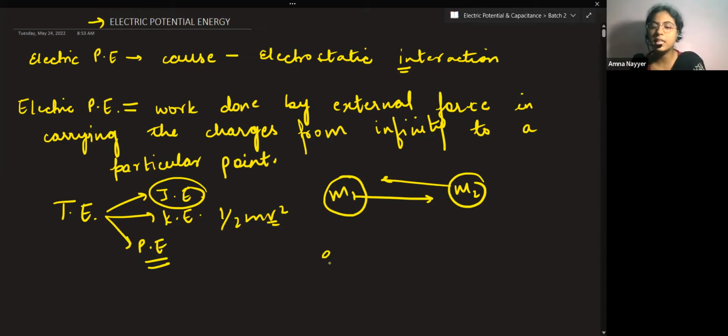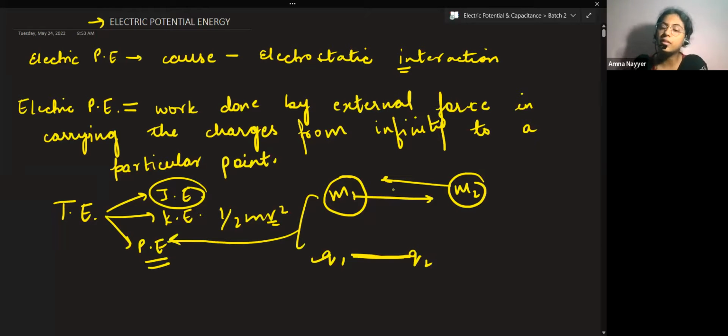Similarly, if I have a single charge Q1, it is not interacting with any other charge. If I bring another charge Q2, now they can exert force on each other, they can interact with each other. It means they can generate energy. That energy that comes due to this interaction, this exertion of force, is known as electric potential energy. So the way we get gravitational potential energy, we get electrostatic potential energy. The basic cause behind potential energy is interaction.